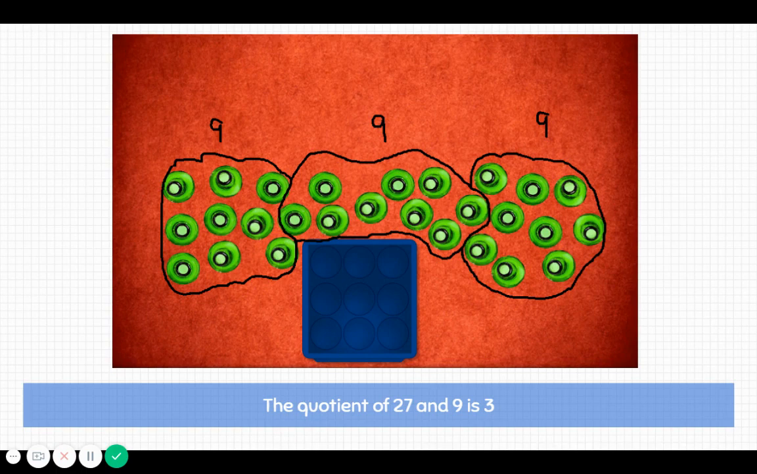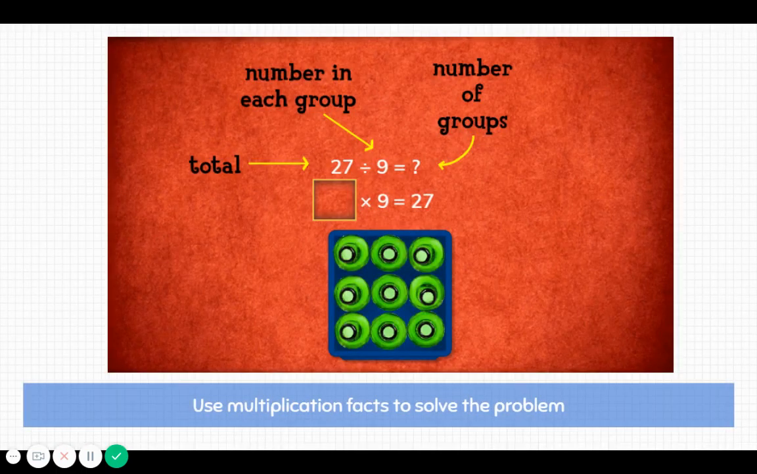Now, one thing that is interesting is going back to that GET strategy and looking at the relationship between multiplication and division, I can solve this a different way. I can use multiplication facts to solve the problem. Now, how do I do that? Well, dividing the total of 27 bottles into how many are in each group, which is 9, should equal my quotient, the number of groups.